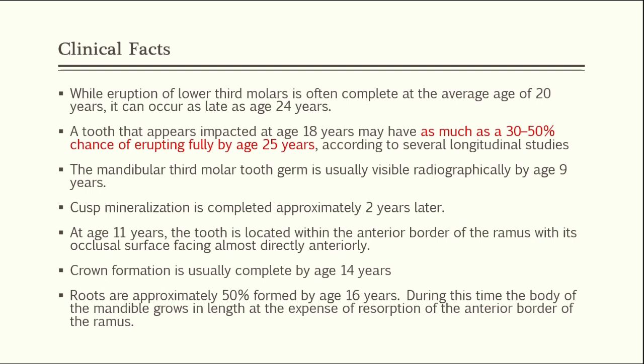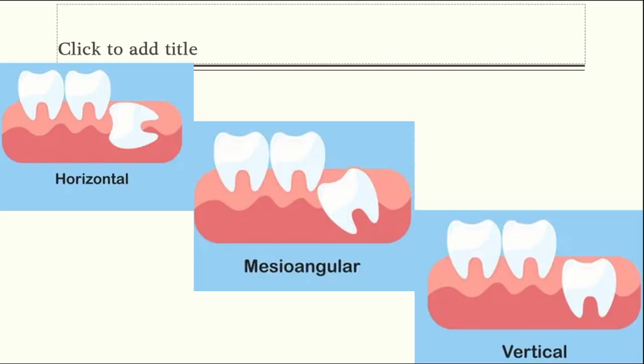Now, the mandibular third molar germ is visible radiographically by 9 years of age, the cusp mineralization at 11, with the tooth being present in the anterior border of the ramus. Crown formation is usually complete by 14 years. Roots are approximately 50% formed by the age of 16 years. Now here, the body of the mandible grows in length at the expense of resorption of the anterior border of the ramus.